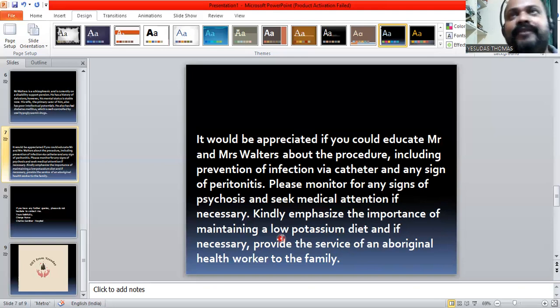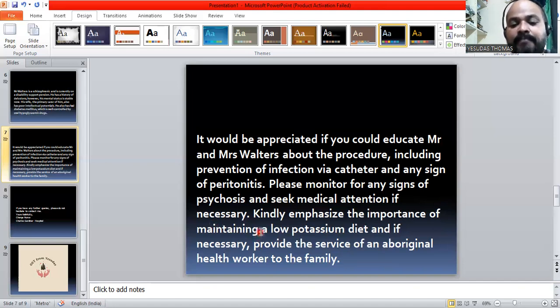Now we have to give information regarding CAPD and CRF. The instructions to prevent infection via catheter, and if you have any signs of peritonitis, you have to give education. Please monitor for any signs of psychosis and seek medical attention if necessary. PRN means if necessary. If necessary, seek medical attention in case of any signs of psychosis.